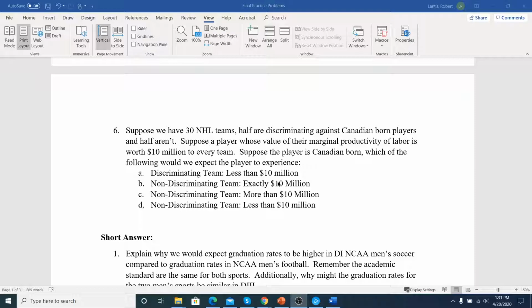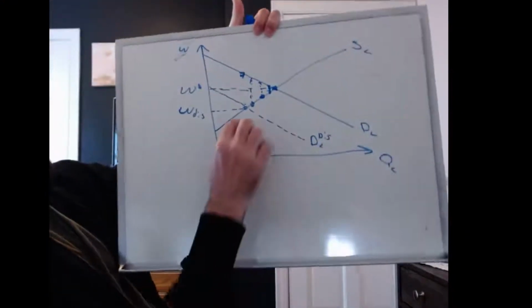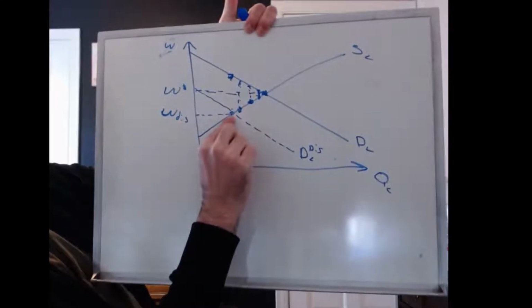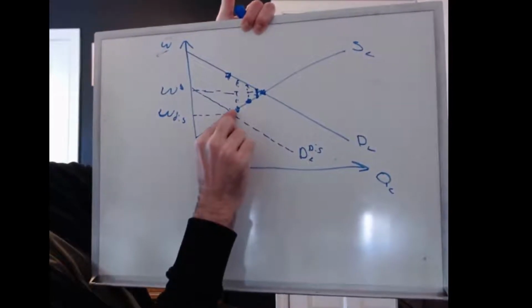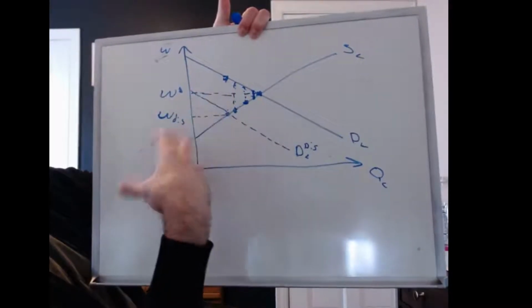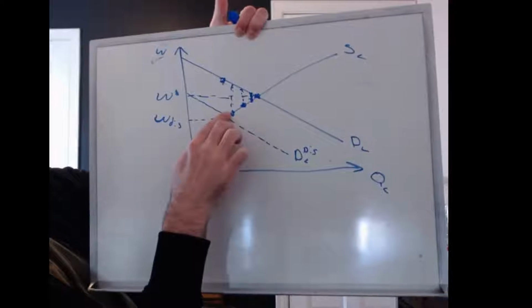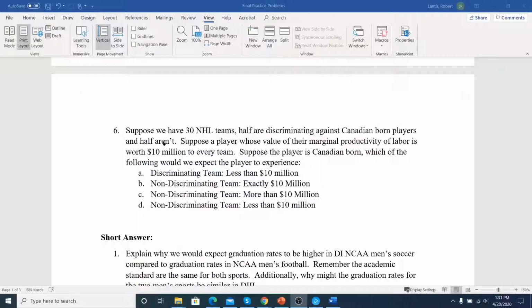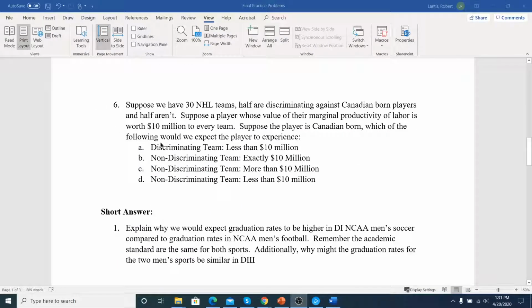Now, if there's only one non-discriminating team, then there's no one to compete with. Whatever that slightly incrementally higher wage was than he was making on a discriminating team, I could offer him just a little bit higher. Theoretically, if we don't factor in additional costs to that player moving teams, I could offer him just a slightly higher wage than the discriminating team, but it wouldn't have to be that much higher. But that's only if there's one non-discriminating team. Here we've got half the league, 15. Okay, all right.